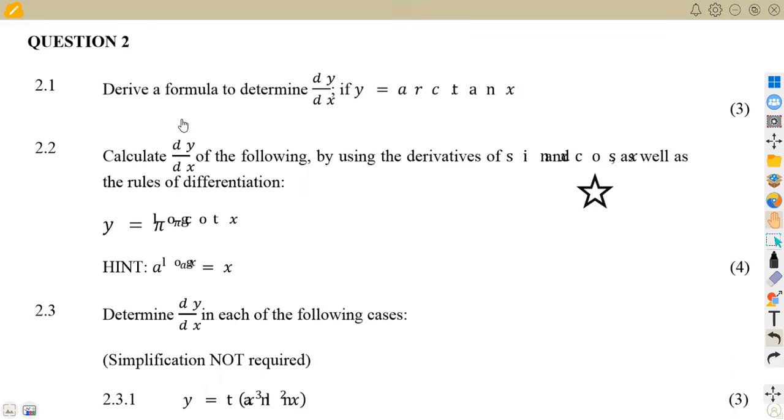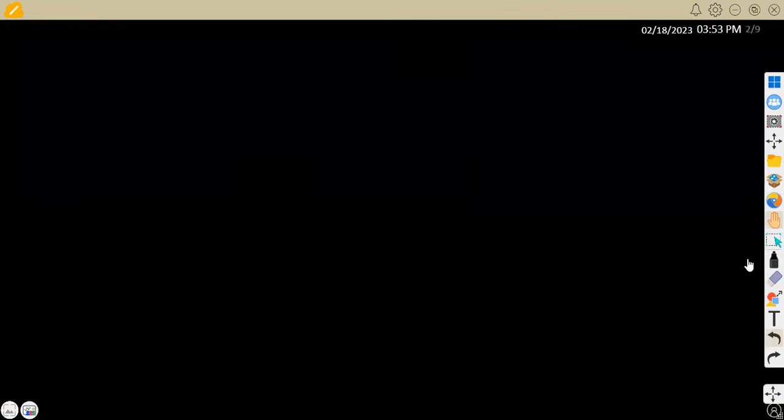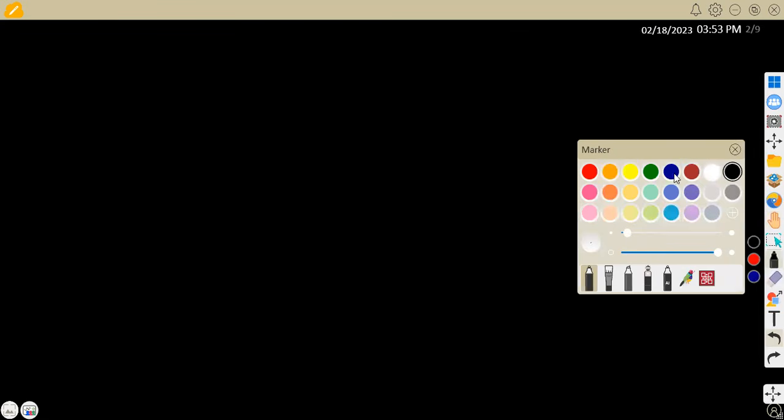On 2.1, we are given: derive a formula to determine dy/dx if y is equal to arctan x. That's 3 marks. So we want to find a formula that represents the derivative for arctan x. I'm just going to represent this aside here. Let's see what we're going to have.